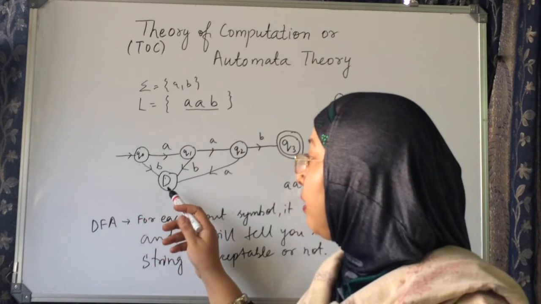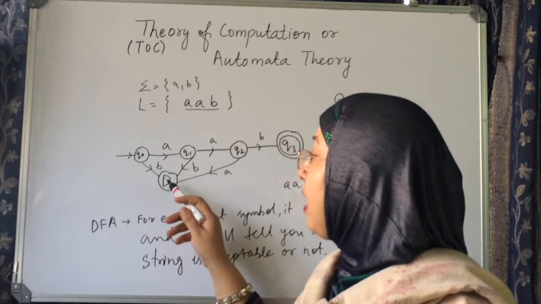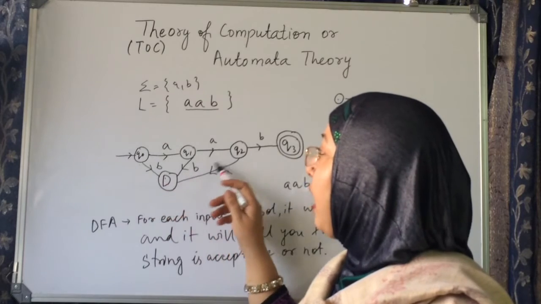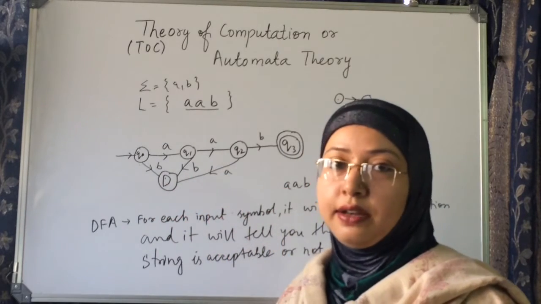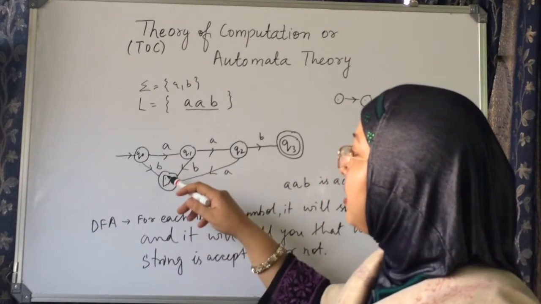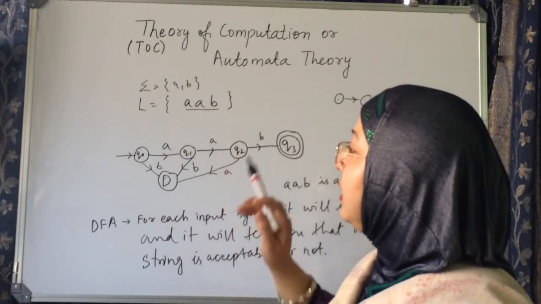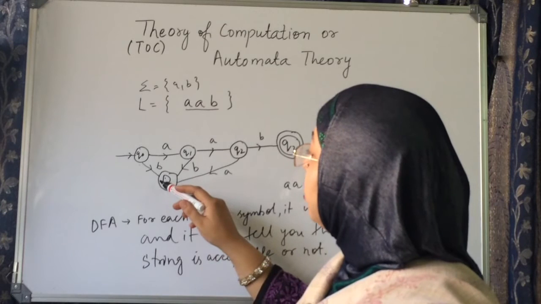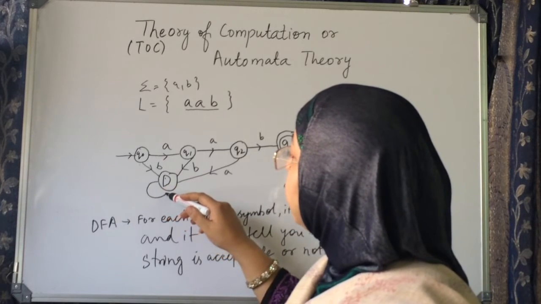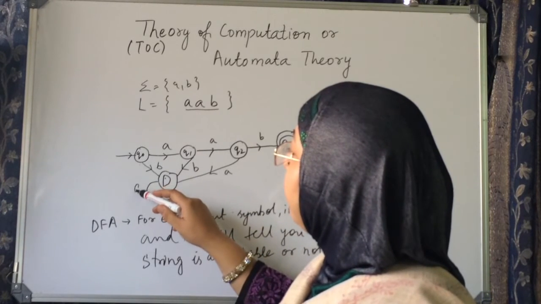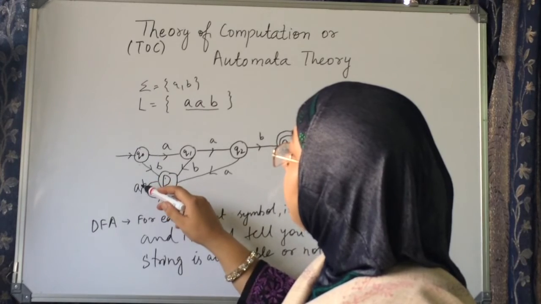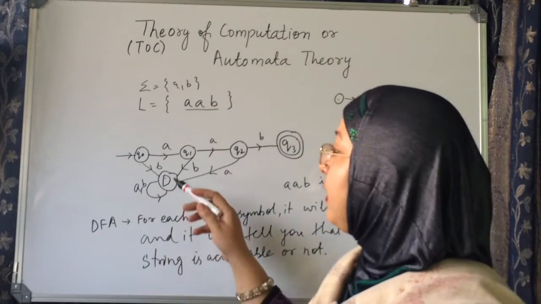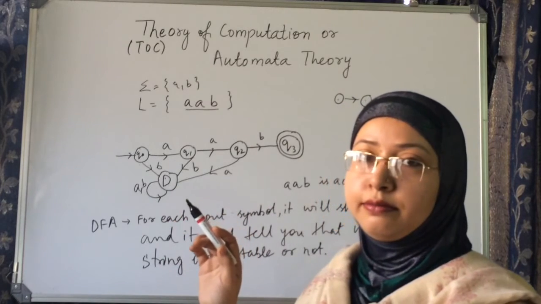And from here, you see that everything comes here and it is not going to a final state. So anything that comes here will finally end in the dead state. This is also a state, so we have to show the transition here also: if A and B come here, where will it go? It will remain in the dead state.